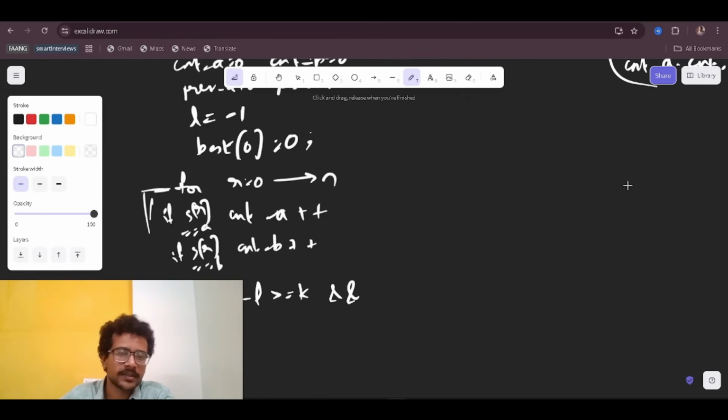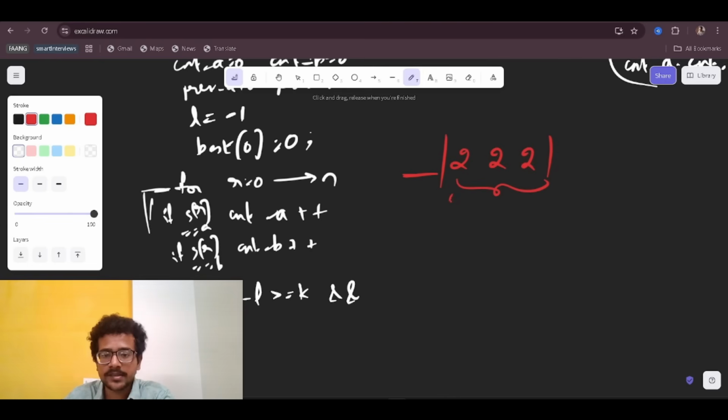I'll tell you what that condition is by changing some color. I got A 3 times and I'm considering this substring starting with indices 0, 1, 2. Now count A is 3, which is perfectly odd, and count B is 0. Here the difference is 0, right? Now the previous A is 0 and previous B is 0. I'm just considering this substring, right?